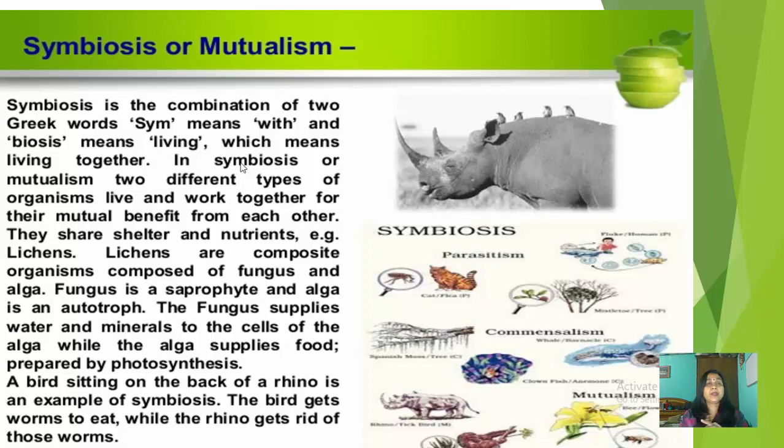This symbiotic relationship is also present in animals. As you can see in the picture, a bird is sitting on the back of the rhino. You can see it is also an example of symbiosis. The bird gets worms to eat from the body of the rhino, while the rhino gets rid of these worms. These birds eat these worms, and the rhino gets relief from that.